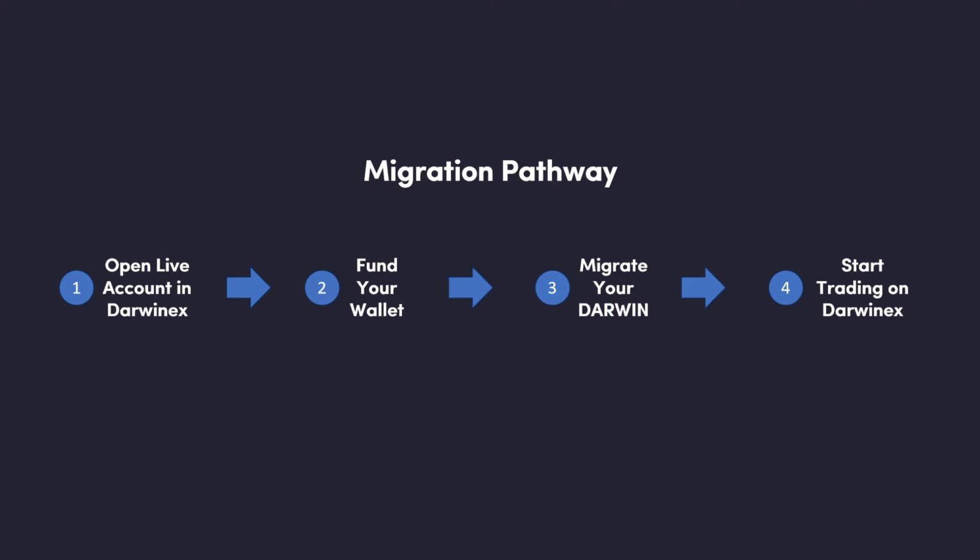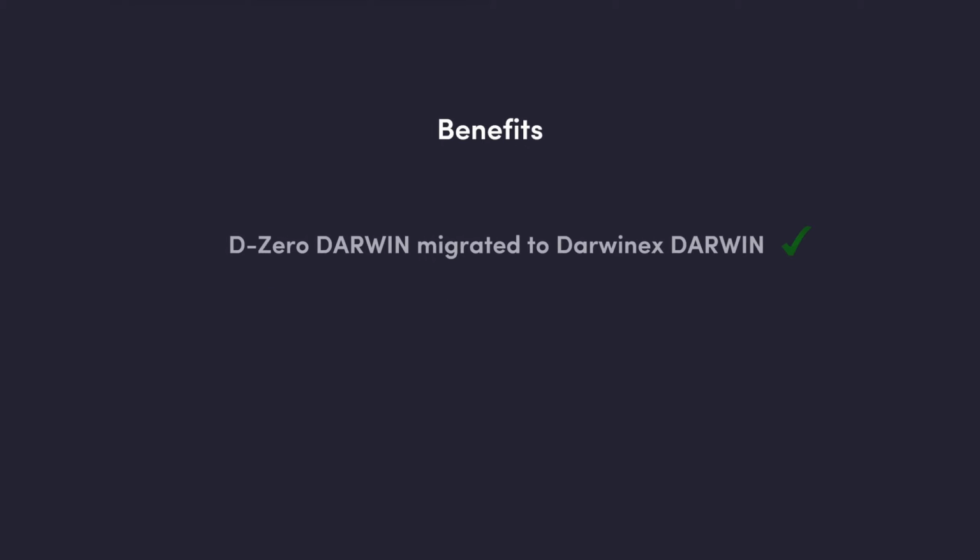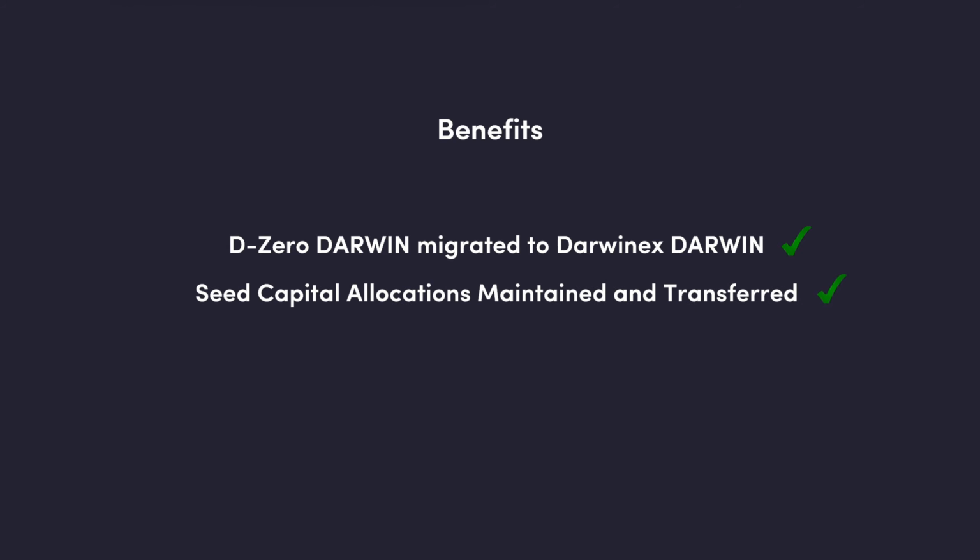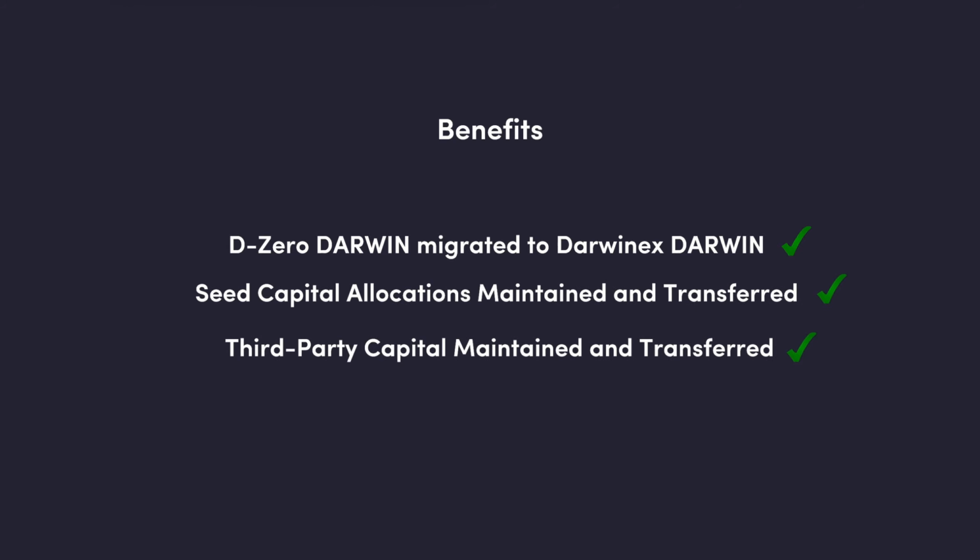When migrating your account, the following benefits are included. Your Darwinex Zero Darwin gets fully migrated to a Darwinex Brokerage Darwin. All allocations of seed and investment capital earned so far are maintained and transferred over to your Darwin in Darwinex. Your historical track record is also migrated, so you don't need to start again from scratch.